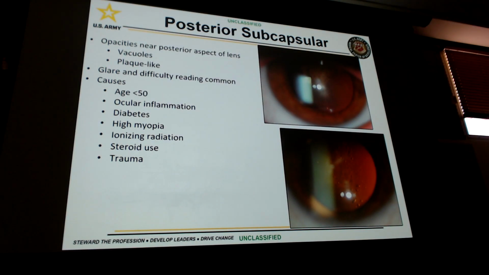Moving on, you can get a posterior subcapsular cataract. Okay, this one is often due to steroid use. So if you're on systemic steroids, and all of a sudden you can't see anymore, perhaps you have a cataract and you'll have to get that removed. Again, you can see the age here is earlier than what you would expect for a regular cataract.